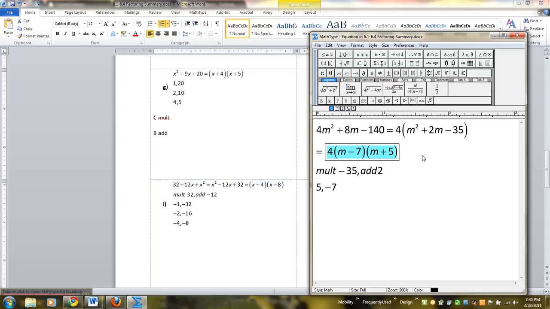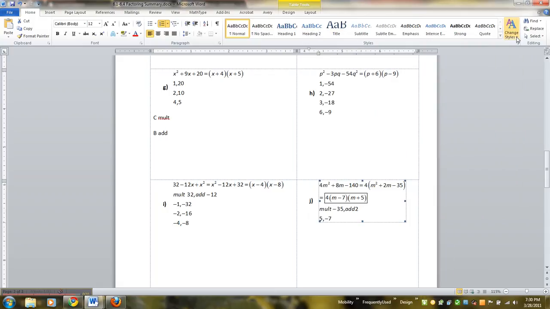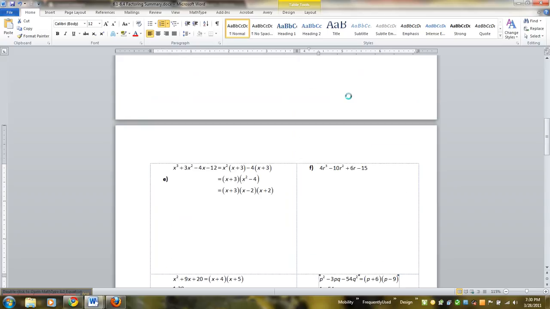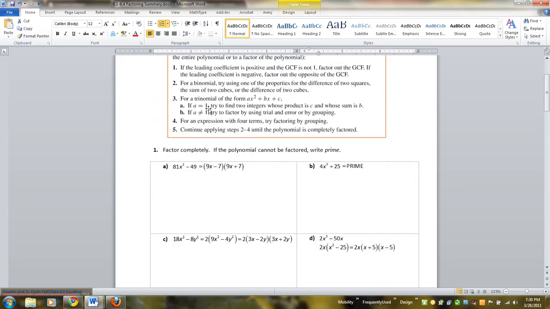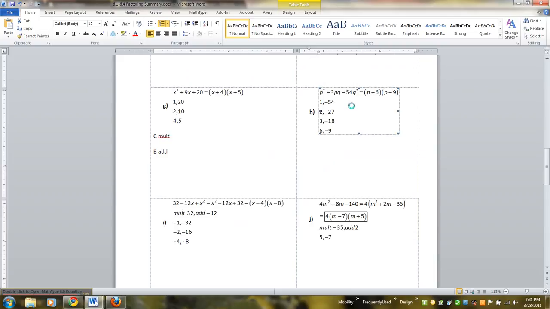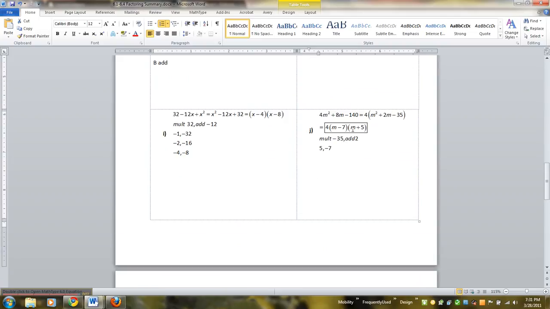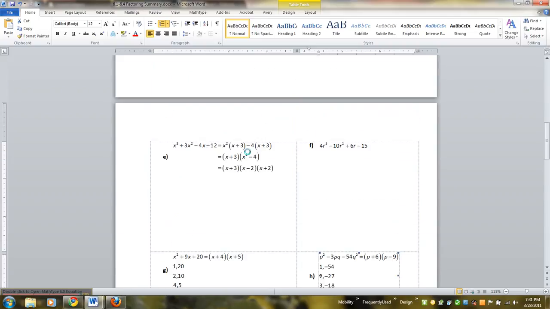Boom. Like that. So there's how to do the easier ones, the ones where a is equal to 1. If a is equal to 1, find two integers whose product is c and whose sum is b. That's what we just did. You might have to do a GCF. All right, I'll get to the hardest kind in the next video.